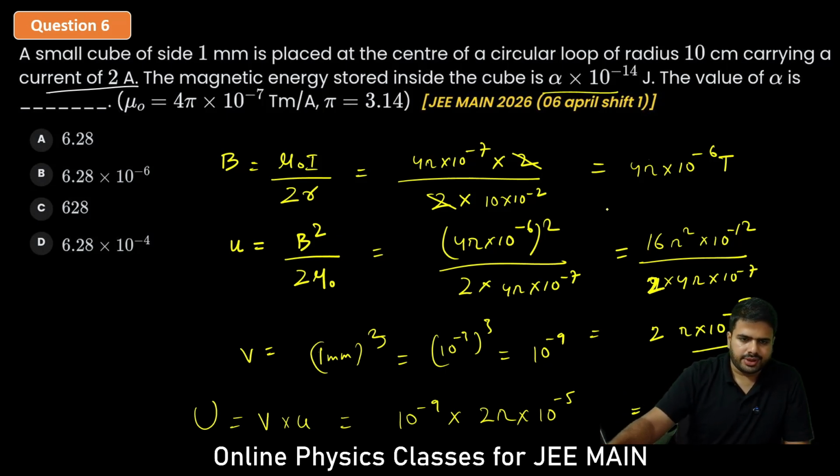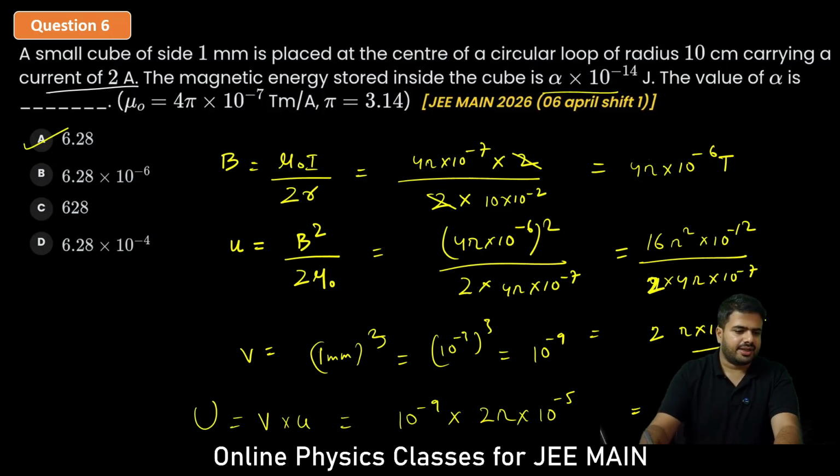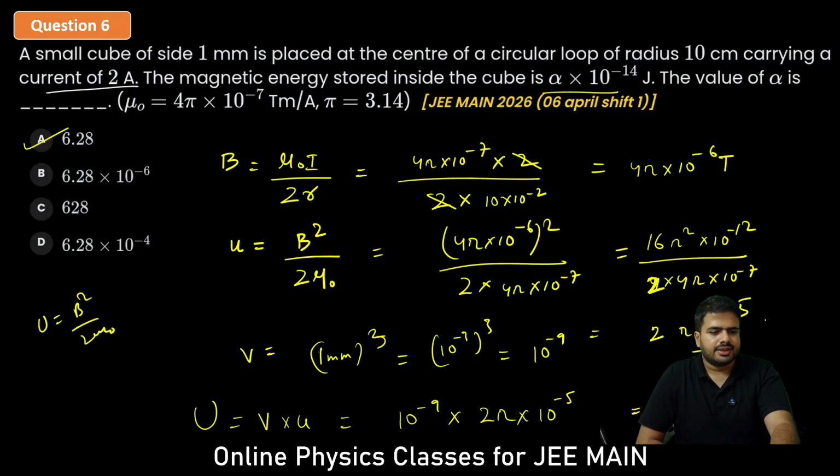As per the options, you can see alpha is 2π, meaning 6.28. Again, option A is coming correct. So again, the learning outcome here is: the magnetic energy formula B² by 2μ₀ we have to remember, and this is magnetic energy per unit volume. We calculated the total volume and multiplied that.